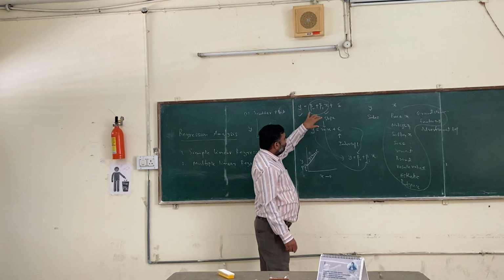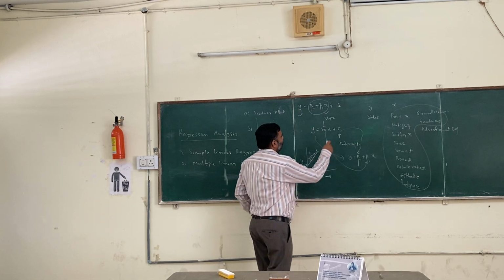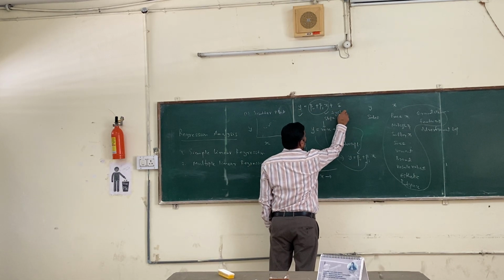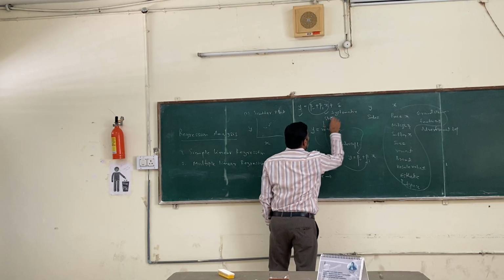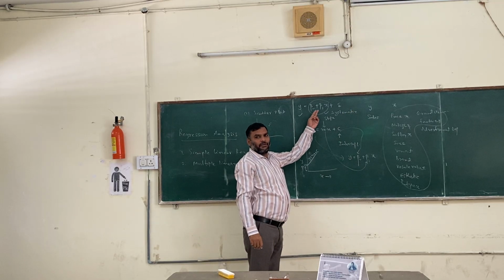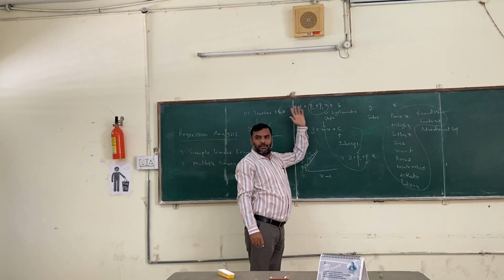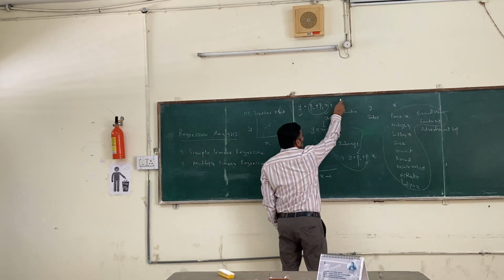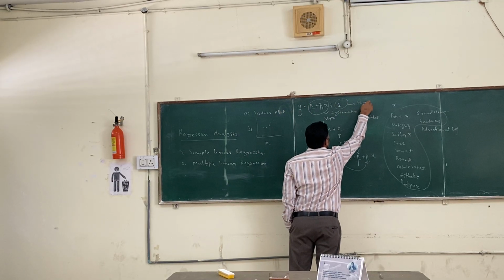Now, in the regression model, we call this part the systematic part. Systematic, because if you know the values of beta 0 and beta 1, given x, you can find the value of y. And this other part is said to be the random part.